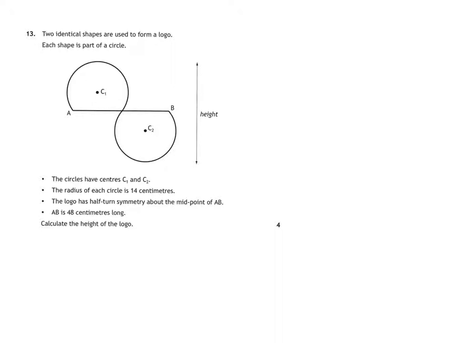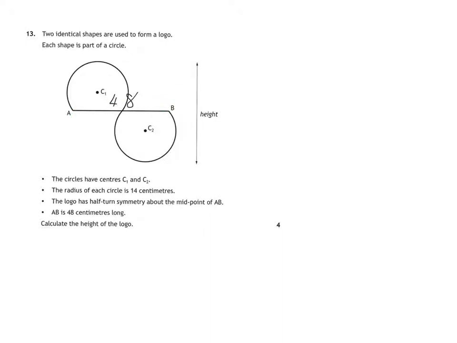In other words, you can rotate it around there. AB is 48 centimetres long, so we've got quite a lot of information in there. So it might be worth starting to write things down. So AB, 48 centimetres long. Let's just write that in first. Okay, so A to B is 48 centimetres.